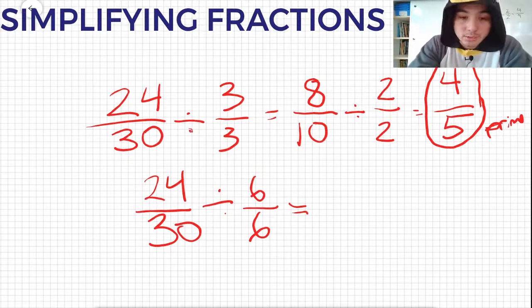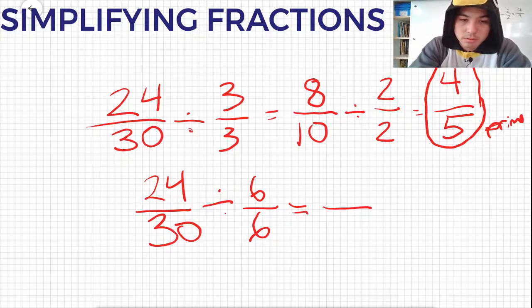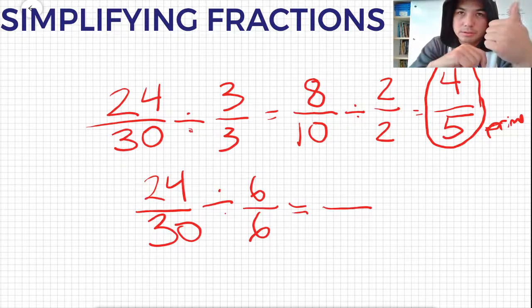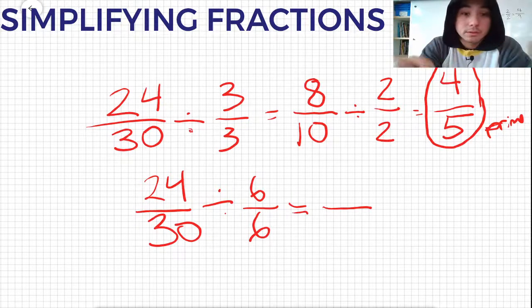24 divided by 6, or 6 times what is 24? Use your fingers if you need to. 6, 12. 12 plus 6 is 18. 18 plus 6 is 24. There it is. So 24 divided by 6 equals 4.